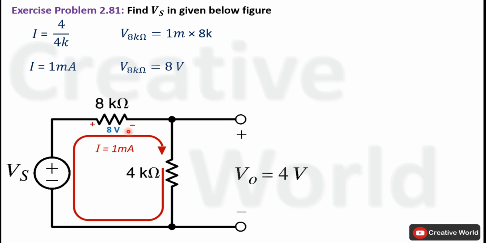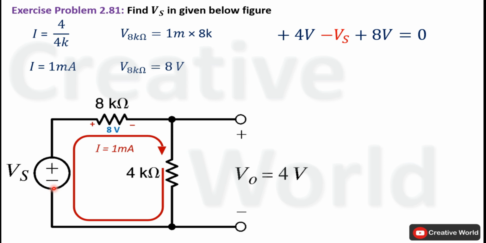Now we know the value of voltage across both resistances. So we can use Kirchhoff's voltage law to calculate the total supplied voltage. For that purpose, we will write the KVL equation of this network. Start from this 4 kilo ohm resistance, current entering terminal is positive. So voltage across this resistance will be taken with positive sign. Voltage across this resistance is 4 volt. So 4 volt will be taken with positive sign.